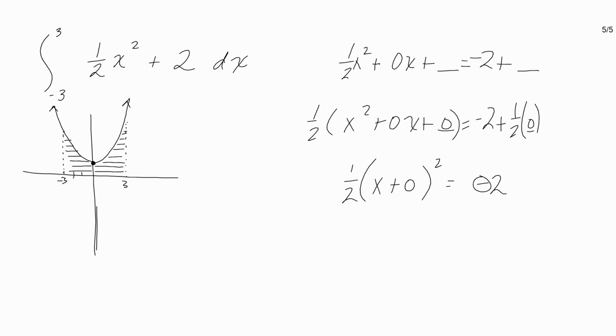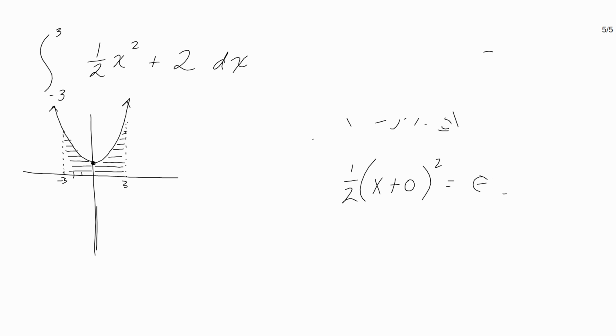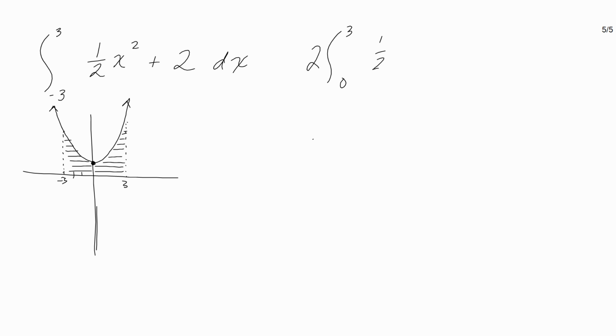So we just say no exclusion. Now I'm not going to go too far. I'm not going to do double the work. So that's going to be 2 times the antiderivative from 0 to 3 of 1 half x squared plus 2 dx.